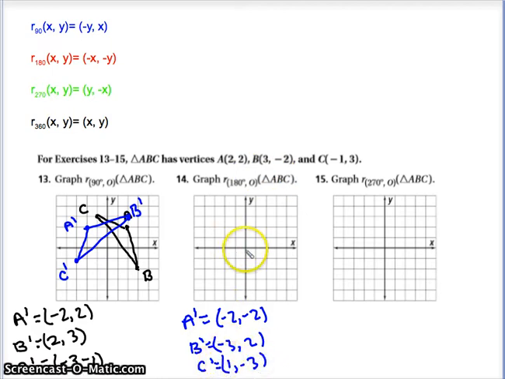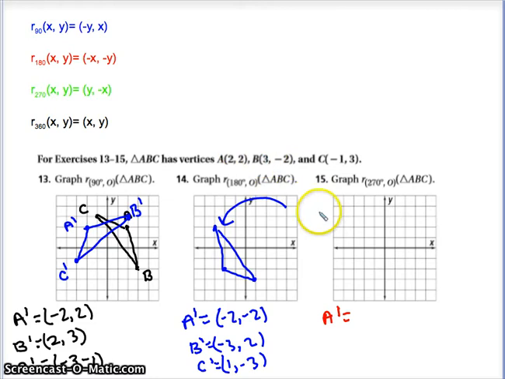Go ahead and plot those points. -2, -2. All right, -3, 2. And then 1, -3. You can see that's my original triangle, but it's been rotated now, that 180 degrees. Okay, and your last one, we'll change colors. Let's do this one in red.